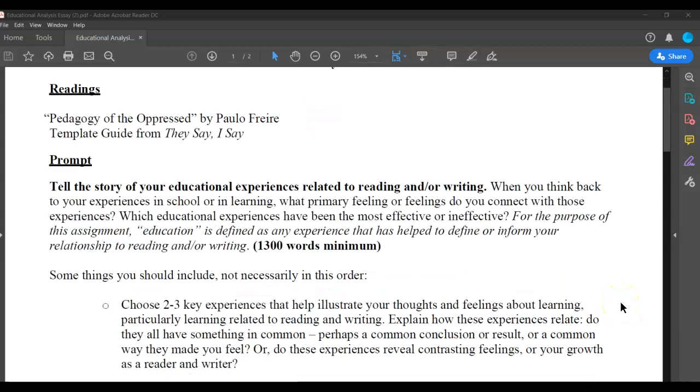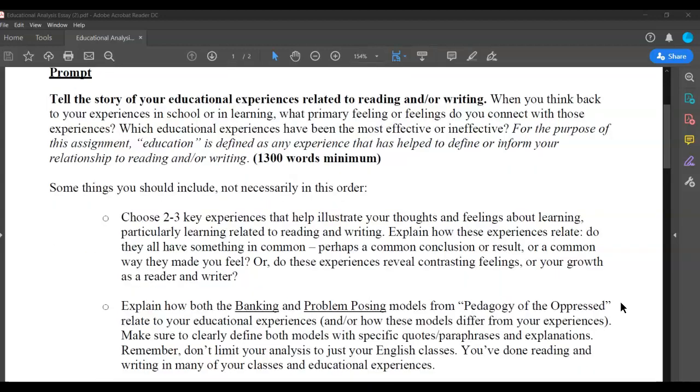Basically, you're going to tell the story of your educational experiences related to reading or writing. When you think back to your experiences in school or in learning, what primary feeling or feelings do you connect with those experiences? What educational experiences have been the most effective or ineffective? For the purpose of this assignment, education is defined as any experience that has helped to define or inform your relationship to reading and/or writing. And this is a 1,300 word minimum assignment.